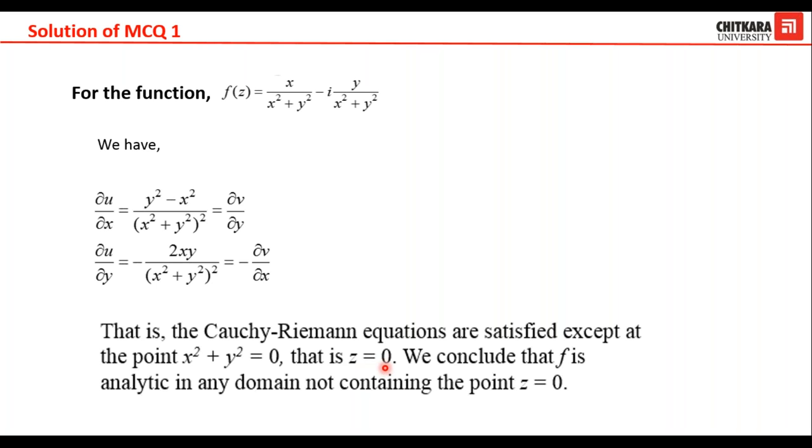That means I can say that f is analytic in any domain not containing the point z equal to 0. So yesterday, if you remember the diagram I showed you for the domain, a domain consists of infinite points. And for a function to be analytic in the entire domain, it should be analytic at all the points. So in this question, we get that the function is analytic everywhere except the point z equal to 0, because at z equal to 0 the derivatives are not defined, right?